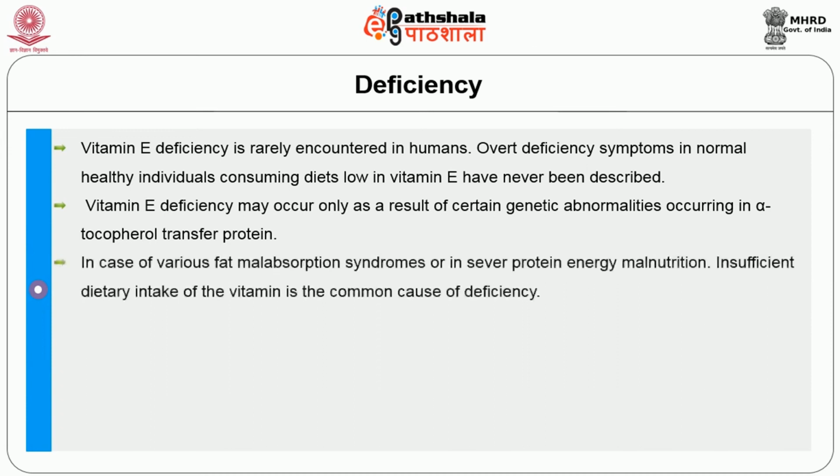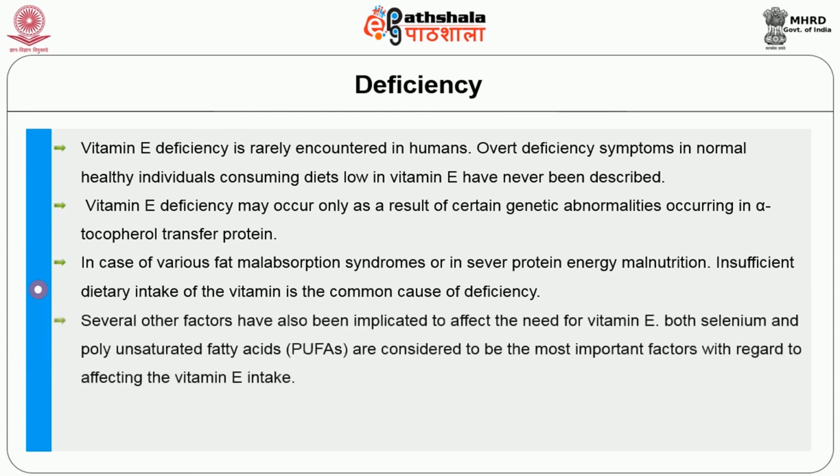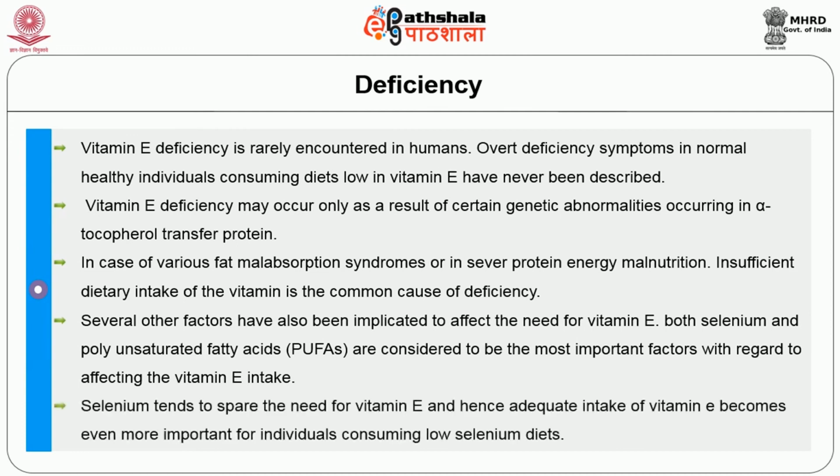In case of various fat malabsorption syndromes or in severe protein energy malnutrition, insufficient dietary intake of the vitamin is the common cause of deficiency. Several other factors have also been implicated to affect the need for vitamin E. Both selenium and polyunsaturated fatty acids are considered to be the most important factors with regard to affecting the vitamin E intake. Selenium tends to spare the need for vitamin E, and hence adequate intake of vitamin E becomes even more important for individuals consuming low selenium diets.